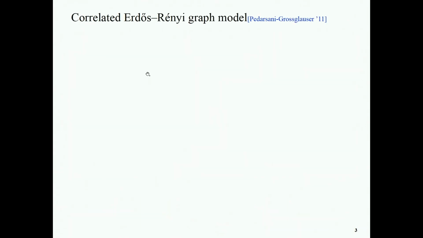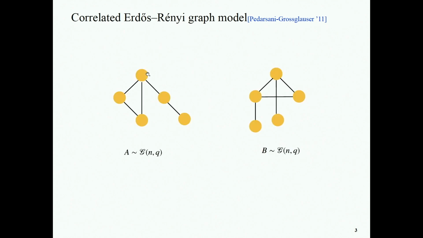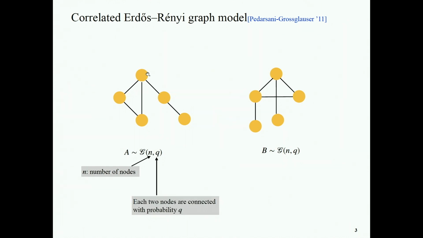Now let me introduce a popular model that people have used to study graph matching. This is called the correlated Erdos-Renyi random graph model. Here is a toy example. You have two Erdos-Renyi random graphs. Each of them has n nodes, and each pair of nodes is connected with probability q. And here you can think of them as edgewise correlated in the following sense.